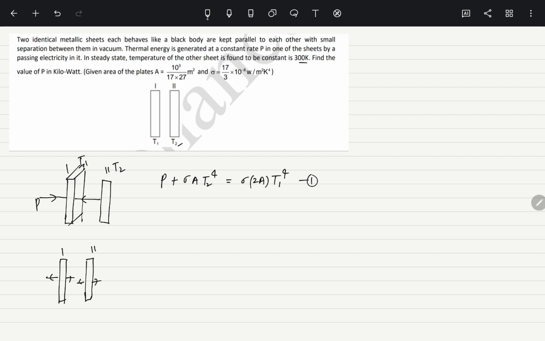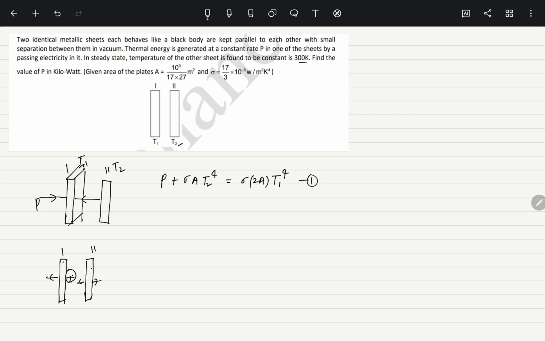But if you see these two sheets only, at steady state we are talking about now. At steady state, the heat which is absorbed by one will be absorbed by two. First we consider the first sheet, which is absorbing heat from outside and from the second plate, and releases heat. Now second, see the steady state.